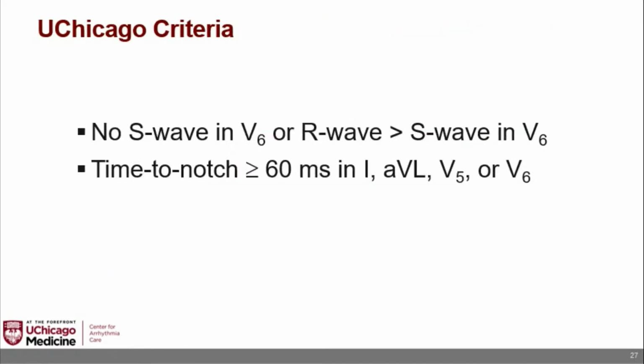We put forth, based on our intracardiac electrogram analysis, new criteria, including the absence of an S wave in V6 or R wave greater than S wave in V6, and a time to notch of greater than 60 milliseconds in leads 1, AVL, V5, or V6. So these are really modifications of the Strauss criteria.